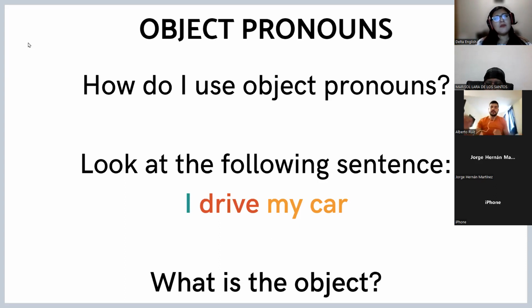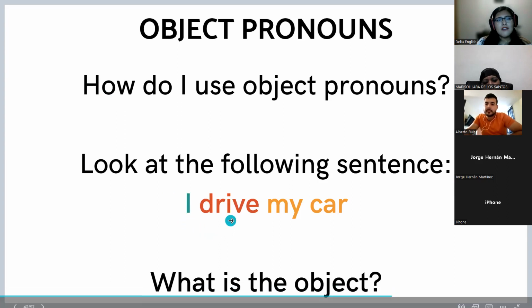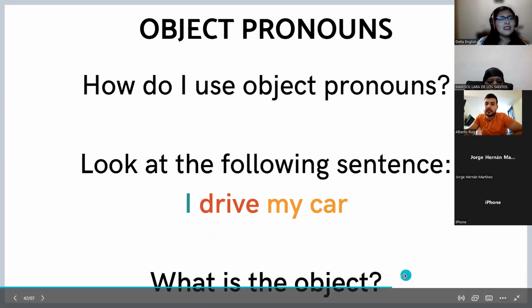I went with my mom to the shopping mall. I took her to see a dress. I went to lunch with her. And then I took her home. So it becomes a lot shorter and a lot easier to say. So that's how I'm going to use my object pronouns. So for instance, let's look at this sentence that I have here. I have I drive my car. What is the object in this sentence?